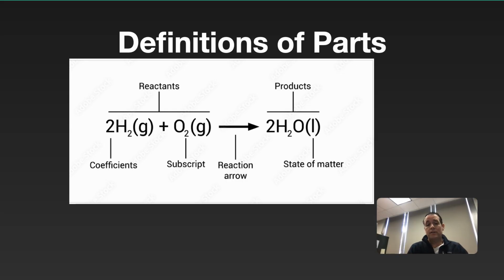It's very important to notice the difference between subscripts and coefficients. The subscripts define the chemical, like the 2 in O2 tells us the formula for oxygen, and the 2 in H2O tells us that's the formula of water. Water is H2O. Those are important, but we need to focus on coefficients from here on out. Coefficients are the larger numbers in front of the chemicals, and they tell us the number of molecules involved in the chemical transformation. We will learn a lot more about that in the next video.